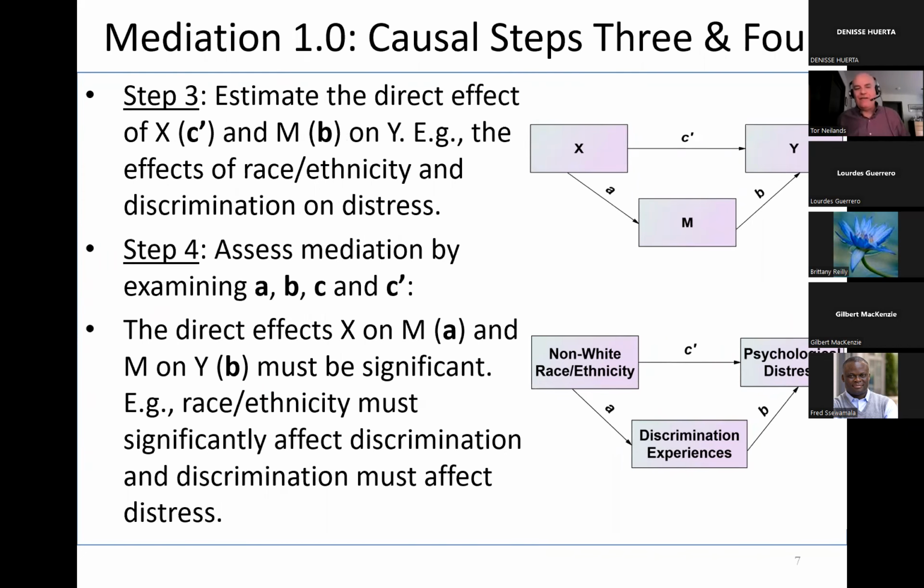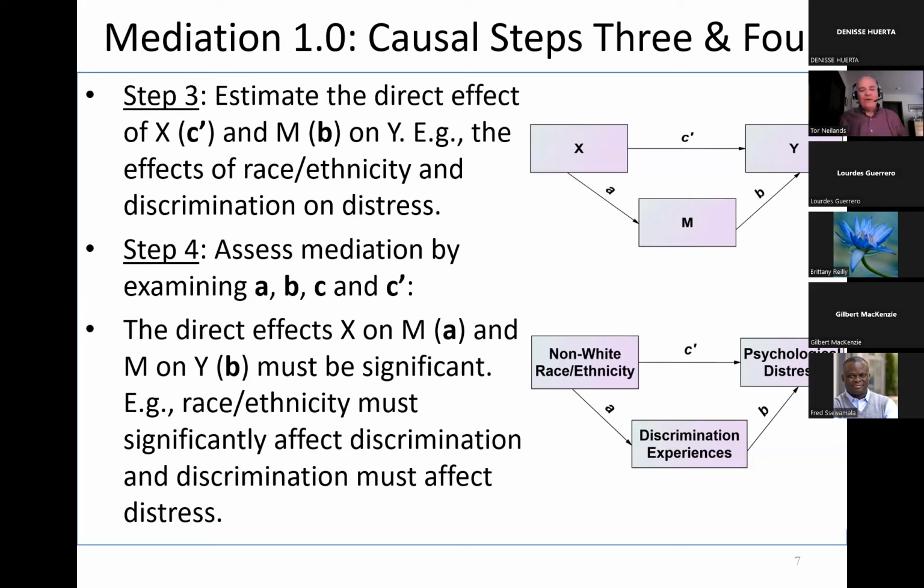Then you move to step three. And in step three, you estimate the direct effect of X and M on Y. So now that effect of X on Y, in our example, the effect of non-white race ethnicity on psychological distress, that effect is now what statisticians would call conditional on the presence of M in the model. So that's why C changes now to C prime. And you also have this effect of M on Y. So that's the B pathway here. And that effect is the effect of discrimination on distress. When you have both of those together in the model, you have these two effects. So that's a multivariable linear regression model with two predictors.